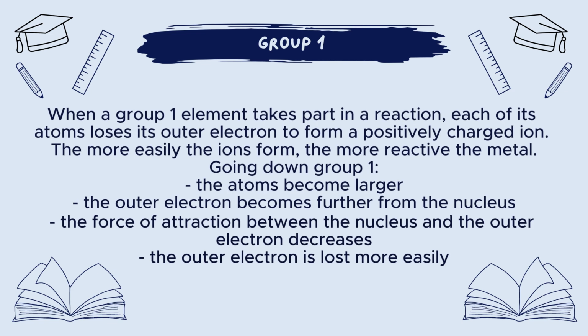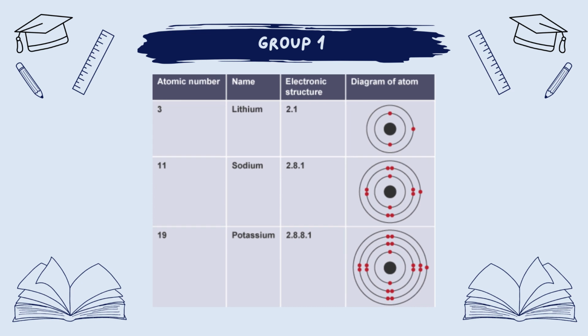When a Group 1 element takes part in a reaction, each of its atoms loses its outer electron to form a positively charged ion. The more easily the ions form, the more reactive the metal. Going down Group 1, the atoms become larger, and the outer electron becomes further from the nucleus. The force of attraction between the nucleus and the outer electron decreases, so the outer electron is lost more easily. The table shows the electron arrangement of each element in Group 1.